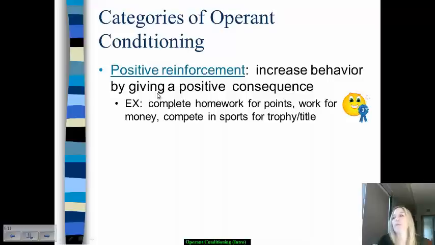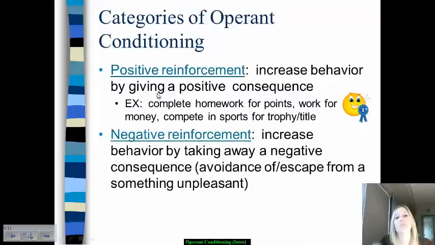Examples of this would be if you complete your homework, you earn the points for that. You get money at the end of every 2 weeks for work. Okay, you wouldn't do that work if you didn't get the money attached to it. And if you did, then you are far nicer and a better person than I certainly am. If you compete in sports, for example, a lot of times what you're competing for is the win, and then a title, and then a trophy, okay? Maybe to go on to state, things like that. So those are positive reinforcements.